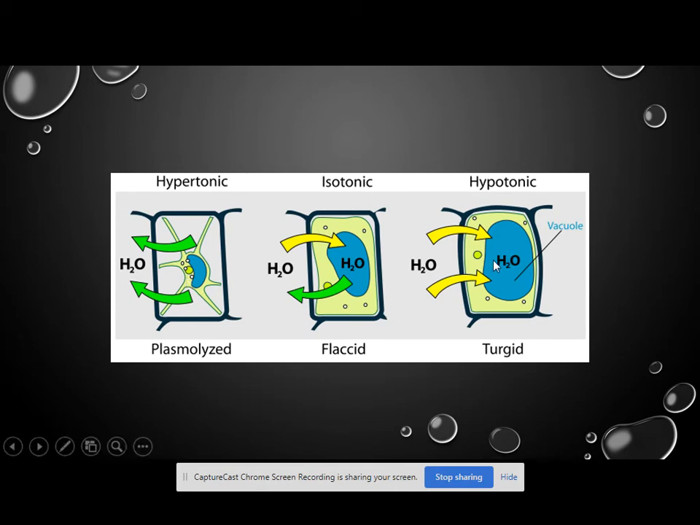The last one is hypotonic, and hypo means below. So inside the cell has less water. So water on the outside is rushing in to replace it, and the cell's going to get really, really big.